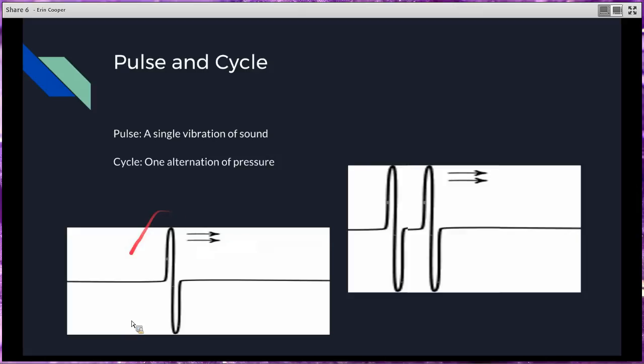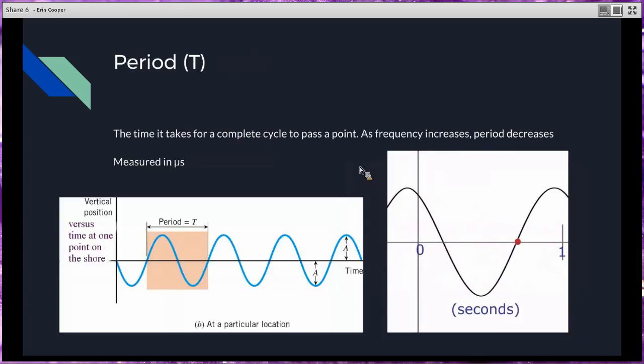So again, this one bottom left, one pulse, one cycle. This one is one pulse, two cycles. And that's going to be crucial because when we get into the equations we're covering today, you'll have to know what those mean, especially for word problems. If you're reading a word problem, you need to know the difference between a pulse and a cycle. All right, now that we got that term down, let's take a look at measuring those cycles.